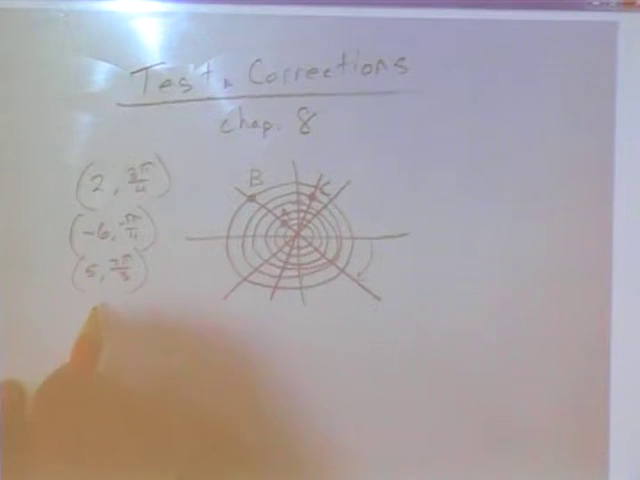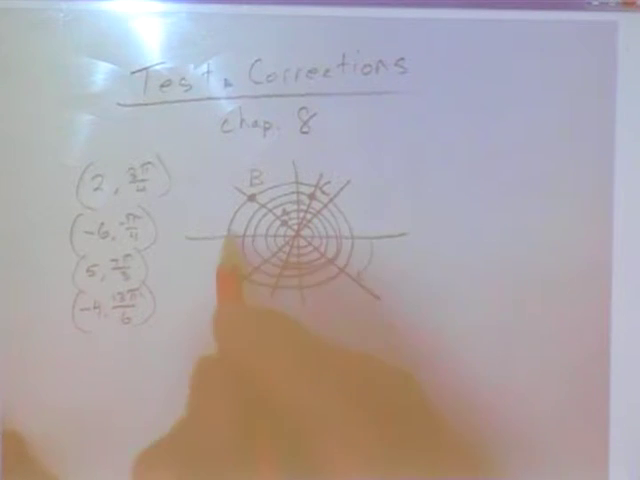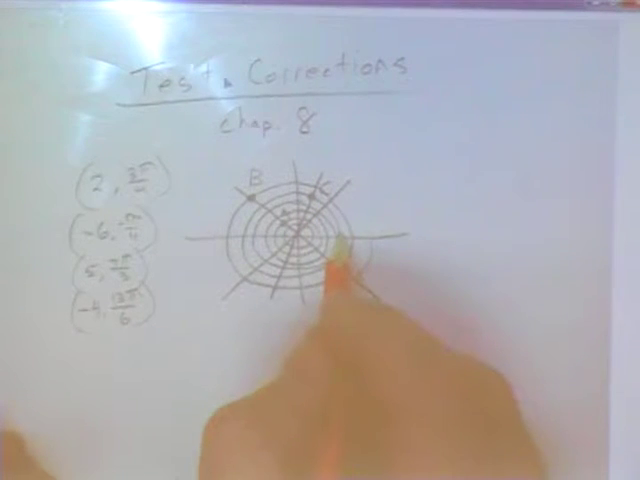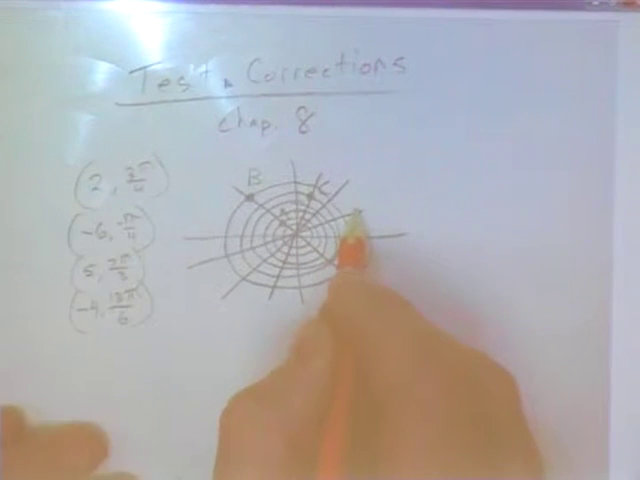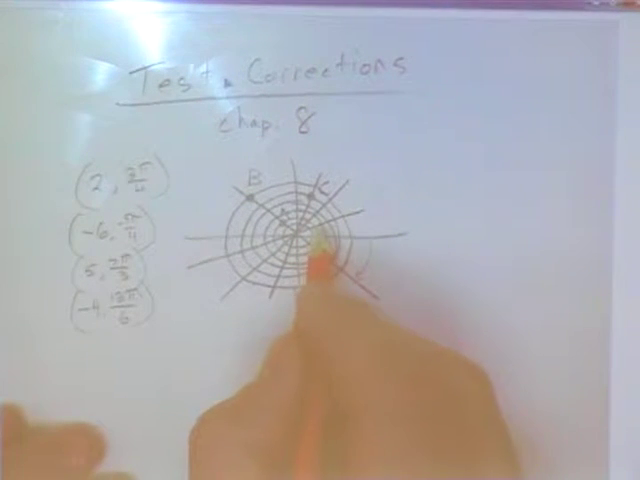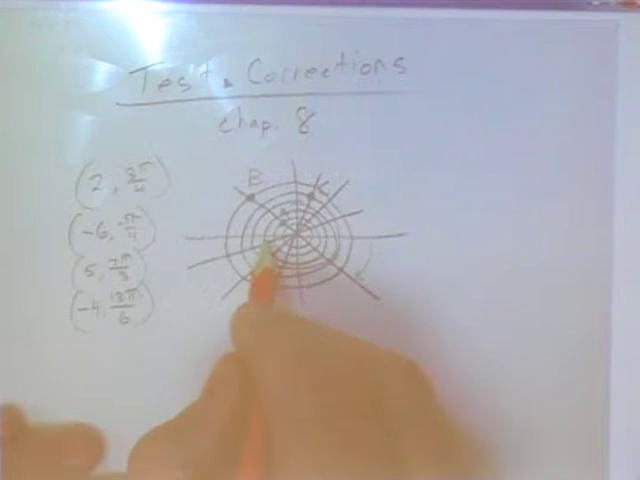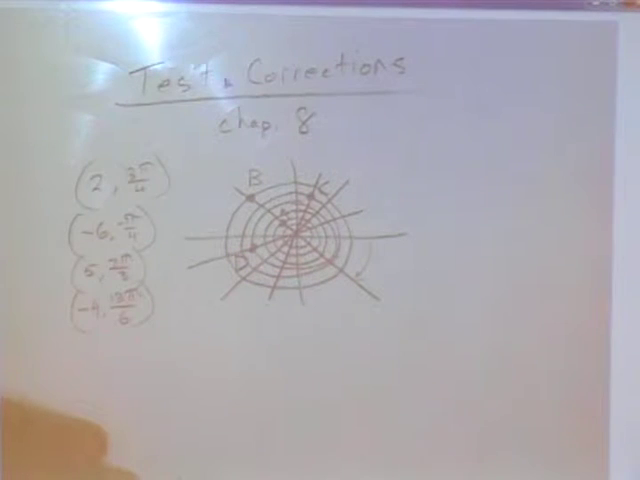And then the last one is negative 4, 13 pi over 6. 12 pi over 6 is 2 pi. So 12 pi over 6 goes all the way around, and then another pi over 6, that's a 30-degree reference angle. And it's negative 4, so 1, 2, 3, 4, but negative means you go the opposite direction. 1, 2, 3, 4. And that is where D is at. That is how you do the polar coordinates.